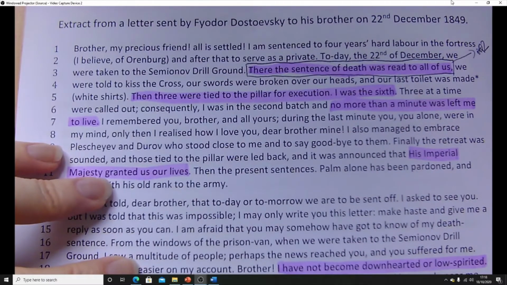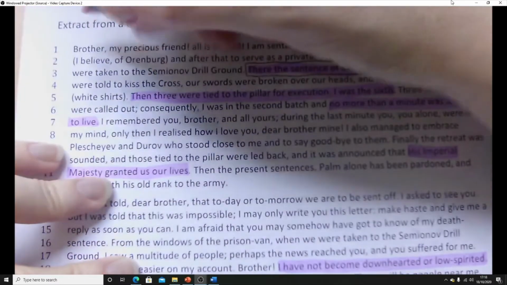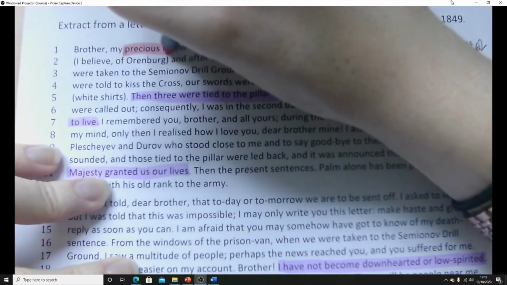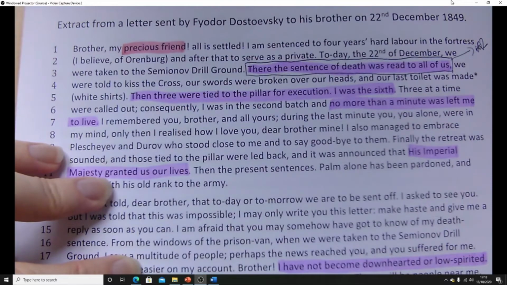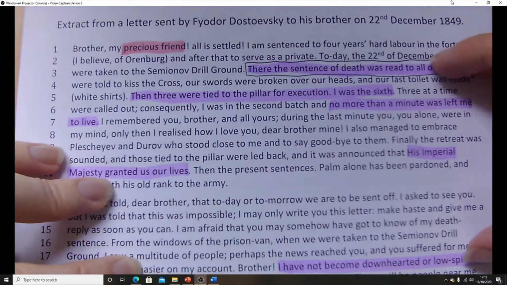So: "brother, my precious friend." As I'm highlighting this under exam conditions, I'm already thinking about my reasoning for why I'm highlighting certain points. "Precious" there, that adjective suggesting that he's something that's valuable to him, and already initiating that strong affection for his brother as well.